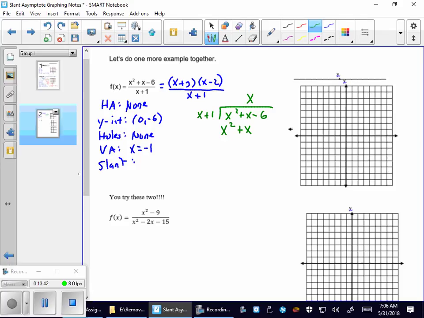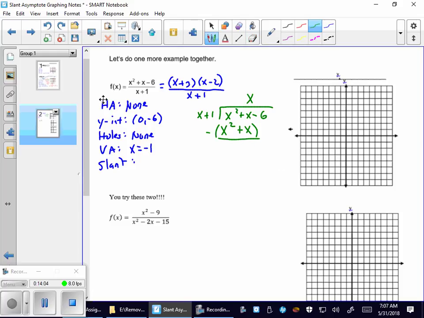This is interesting. If I subtract these two, I get x squared minus x squared, which is 0. That has to happen. And then I get x minus x, which is also 0. Okay. So I'm going to bring down -6. Now I wrote 0 minus 6. That's really kind of an inaccurate way to write it. So let's write it the correct way.